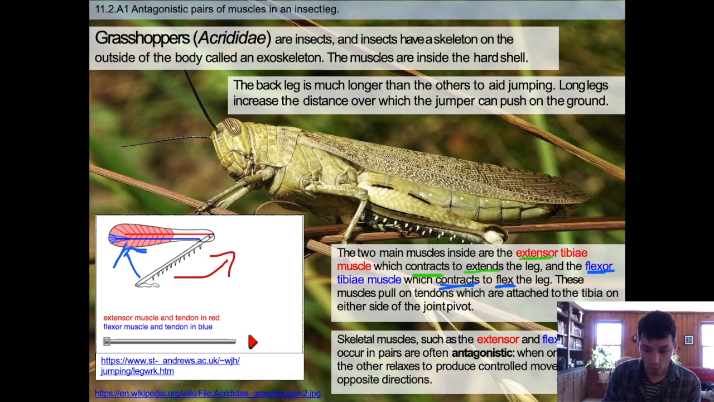Antagonistic muscles, when one contracts, the other one relaxes. So when one contracts, the other one relaxes to produce controlled movements.